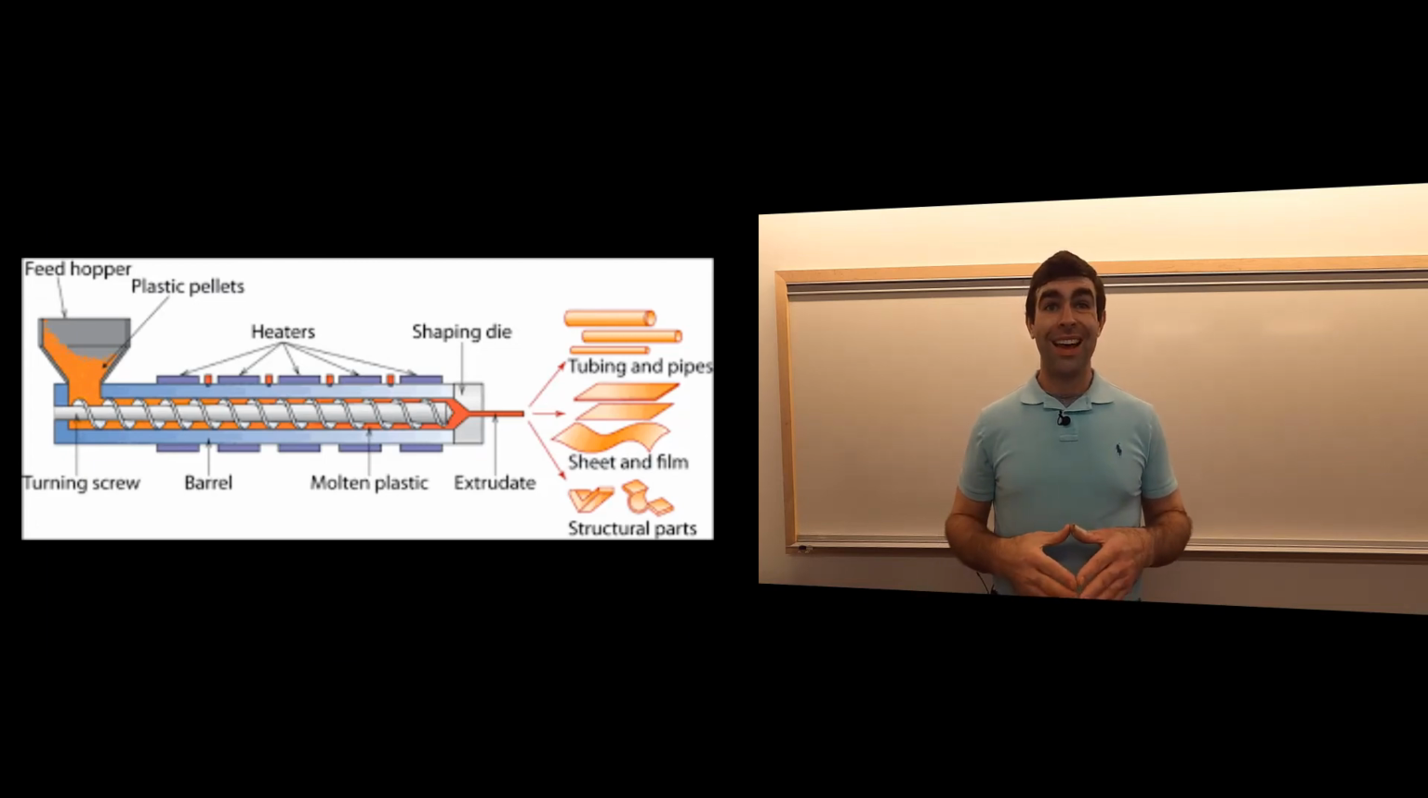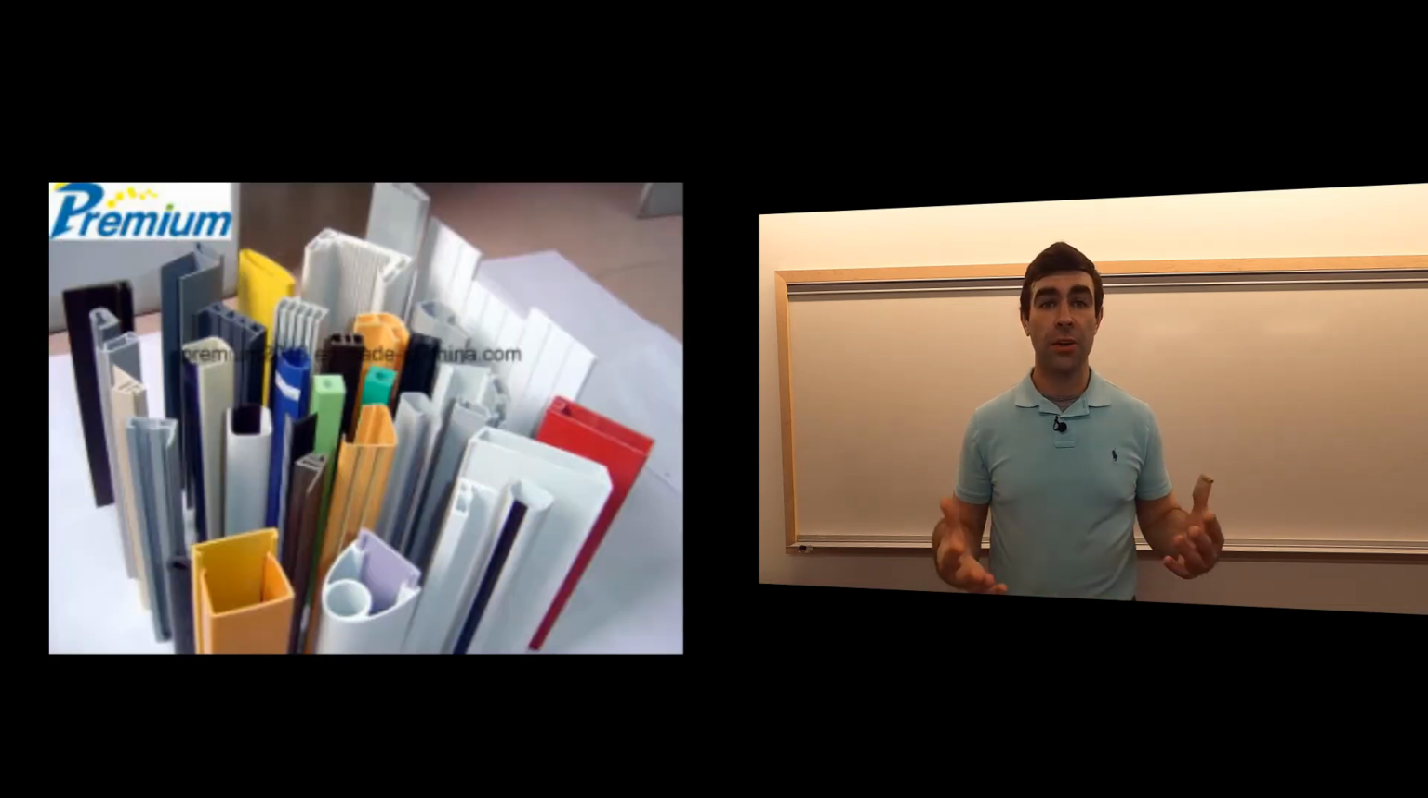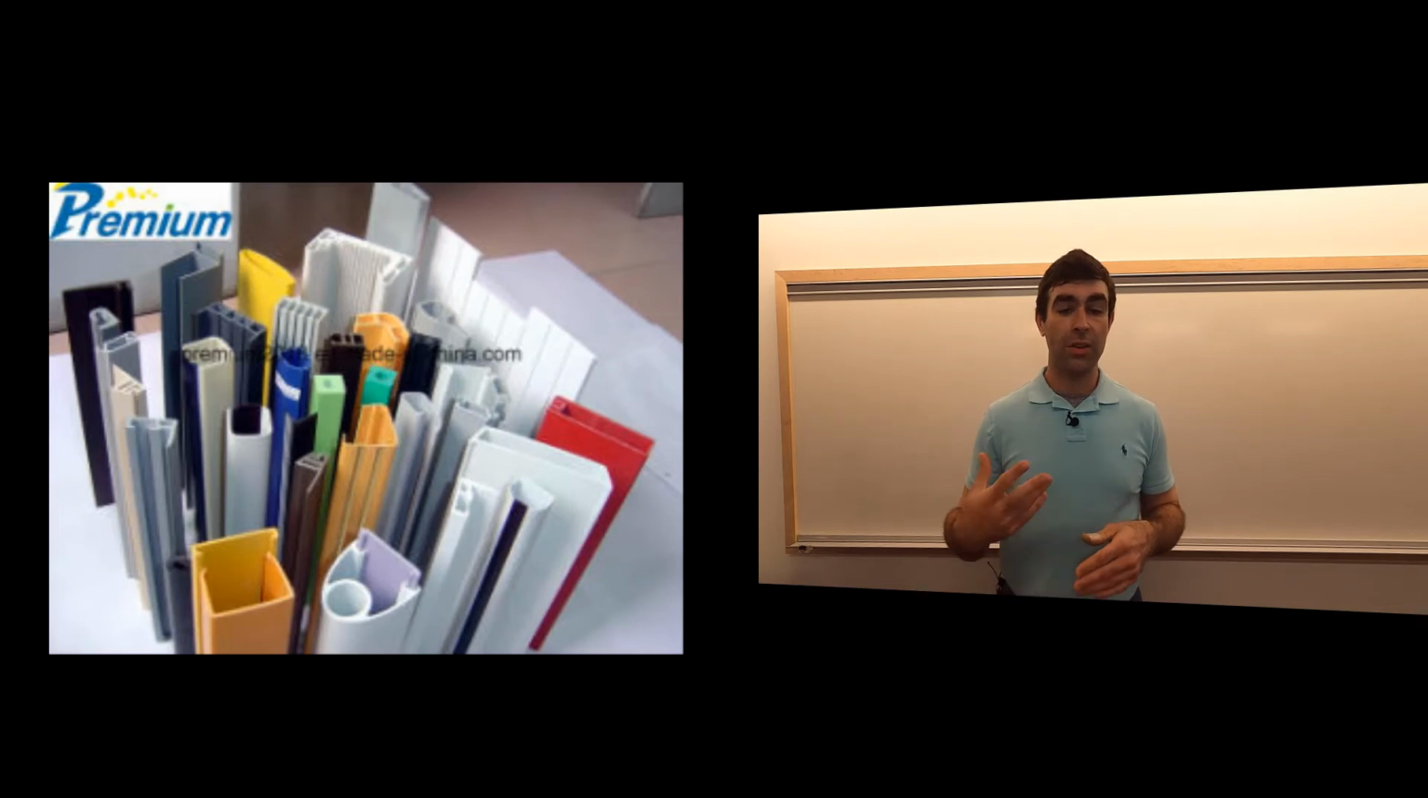Unlike steel, these dies don't have to be made out of tungsten carbide or some crazy material. They could just be steel or aluminum, whatever. They use this for making pipes, like PVC pipes, gutters, all sorts of plastic products that need to be long.